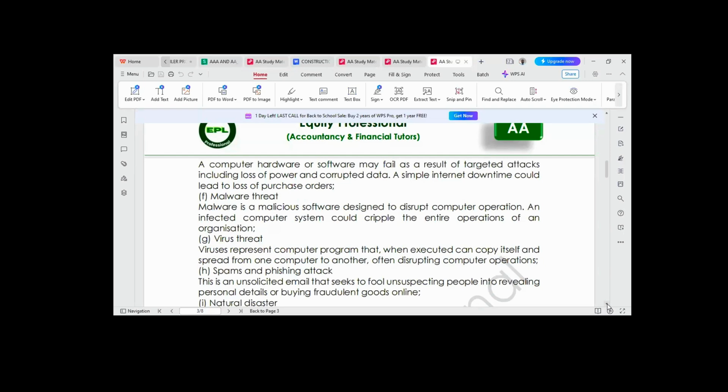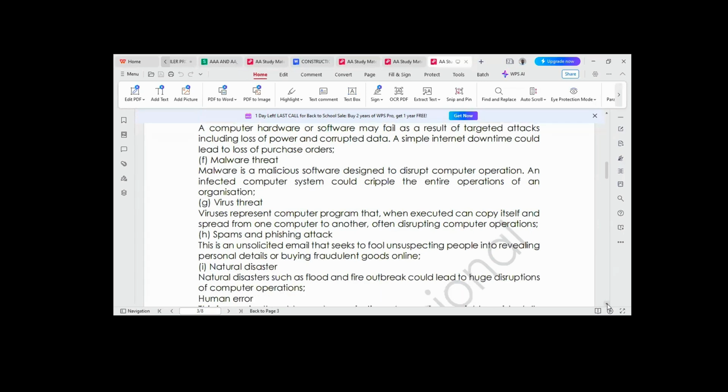Then another one that can lead to computer risk is what we call natural disaster. So if there is an earthquake, or there is a tsunami, or there is a volcanic eruption, or there is heavy flooding, all of these could affect computers. Okay.